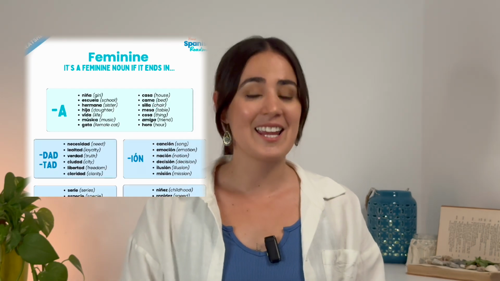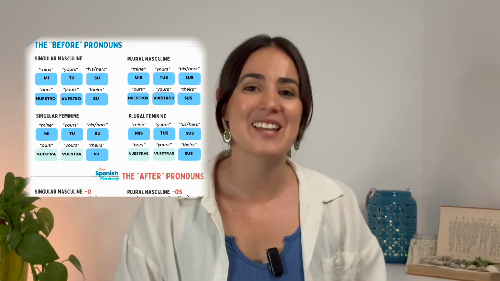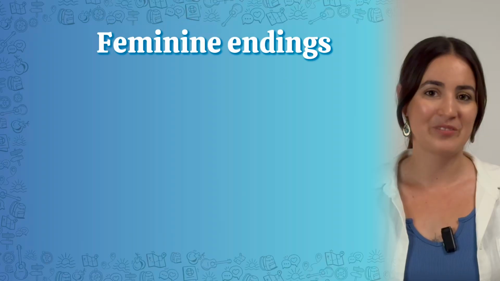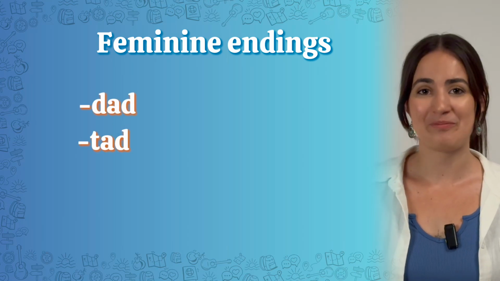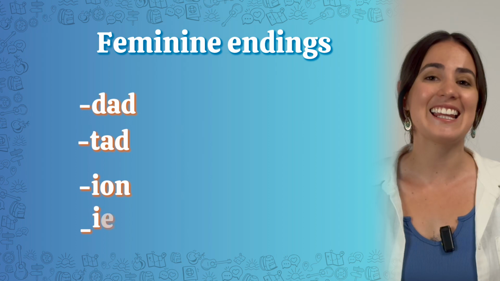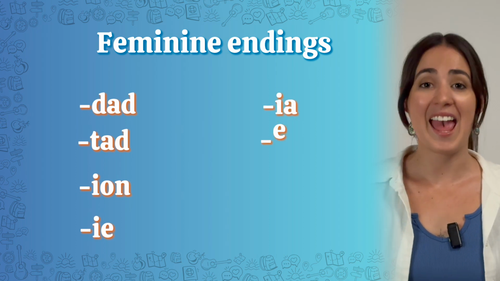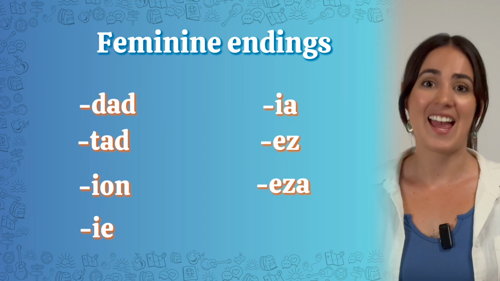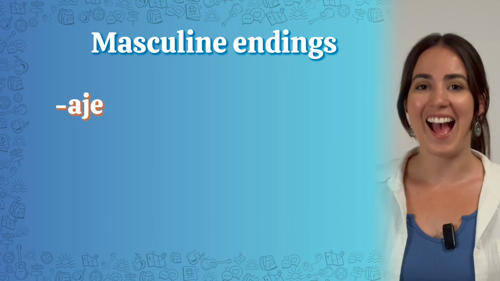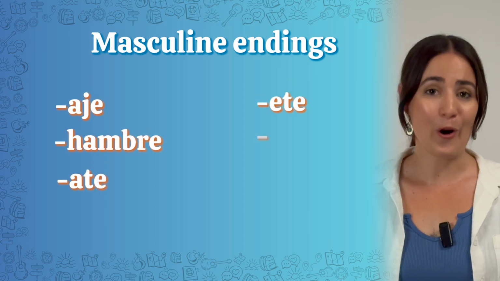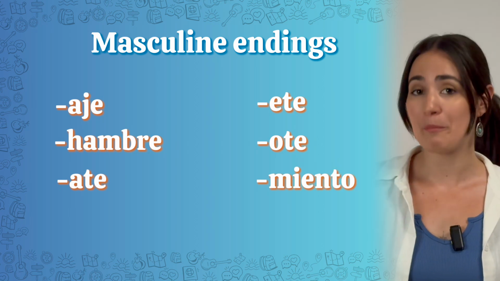Now, let me give you a list of word endings and their gender so you can hear the sound. Remember that below you have a link with all of this information in a beautiful guidebook that I put together for you. Vale, so the most common feminine endings are as follows: -dad, -tad, -ión, -ie, -ia, -es, -esa, -encia, like emergencia. And for the masculine are -aje, -hambre, -ate, -ete, -ote, and -miento, like pimiento.